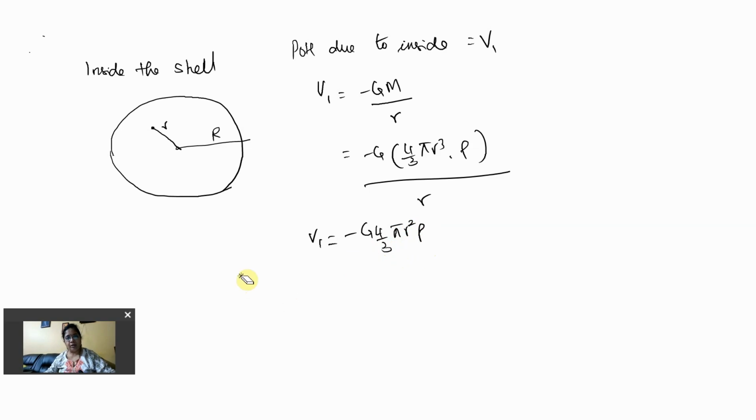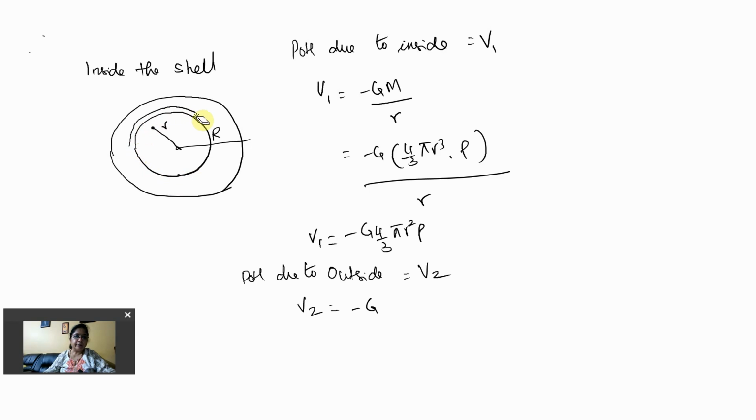Now we'll have to find the potential due to outside, which we will consider as V2. To find V2, let us take any small ring outside this point. Again, it's the same procedure: potential due to this ring, then we integrate for the entire thing.